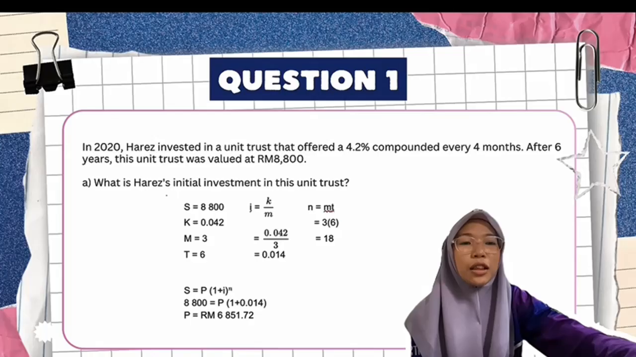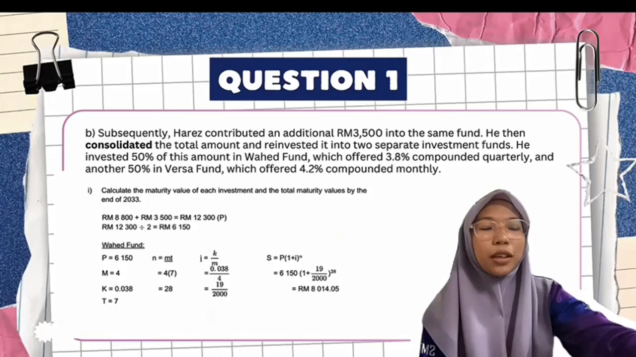So, we substitute what we know into the formula. 8,800 equals P times 1.014 raised to the power of 18. When we solve the equation for P, the result tells us that Haris' initial investment was 6,851 ringgit and 72 cents. So, the amount he originally invested in the unit trust was 6,851 ringgit and 72 cents.